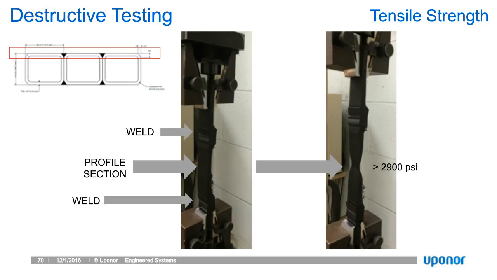You can see the weld on the top and the weld on the bottom, and as we would expect on the photo on the right, it is the profile between the two welds that fails under load, which is what we want. We want to ensure that that weld seam is the strongest part of the section.